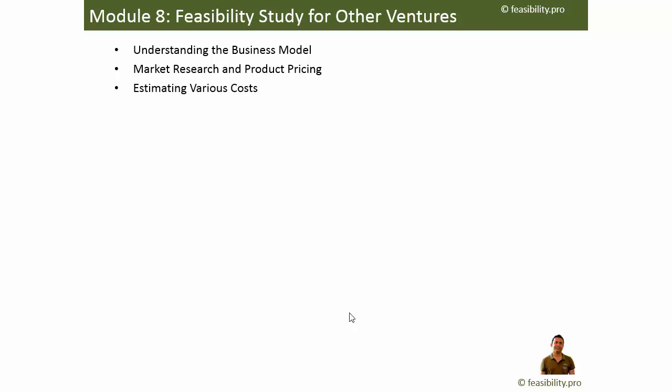Module 8, we will cover the feasibility study for any other venture. Once you learn the concept of doing feasibility study and you understand the business model of that particular business, then you can do feasibility study for any business. So in this module, we will be discussing how to understand the business model of a particular venture, what kind of market research and product pricing research you should be doing, and how to estimate the various costs, what are the sources of the cost. We will be discussing this. We will also be discussing feasibility study for online ventures.